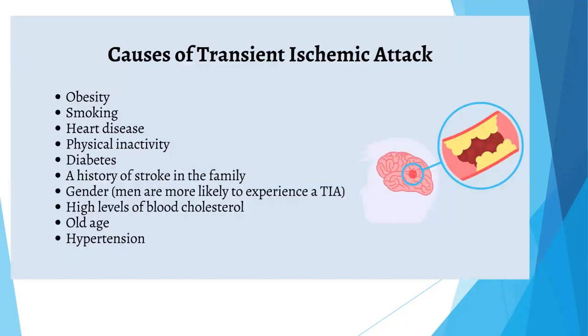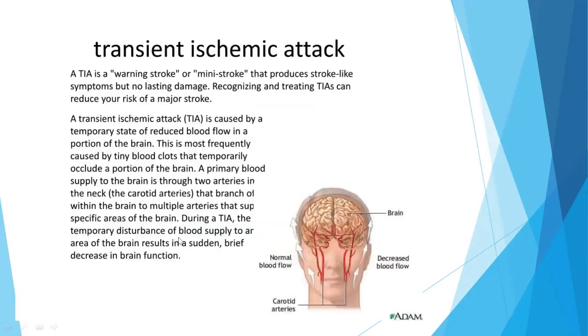So what are the different causes of transient ischemic attacks? It may be due to obesity, smoking, heart disease, diabetes, like in our patient, high levels of blood cholesterol, old age, and hypertension. Talking about the TIA, which is a warning stroke or mini stroke that produces stroke-like symptoms but no lasting damage, it is called the transient ischemic attack.